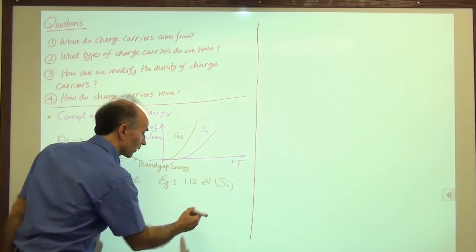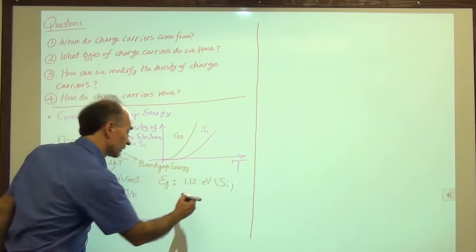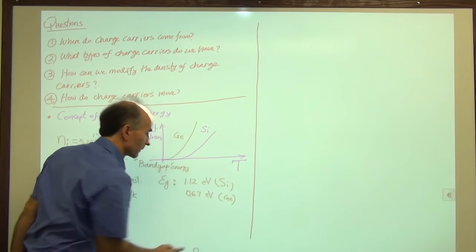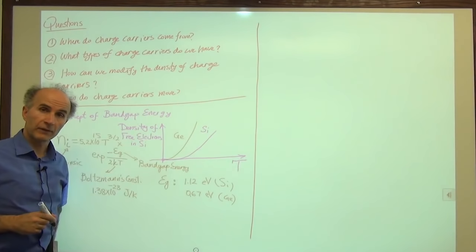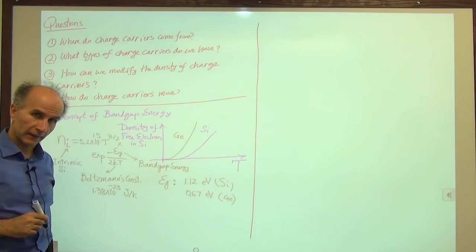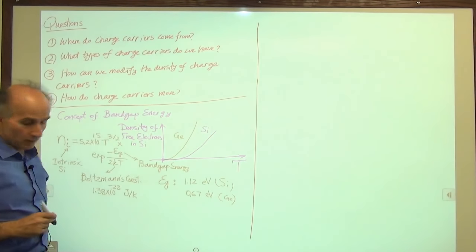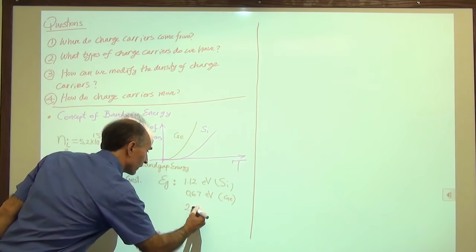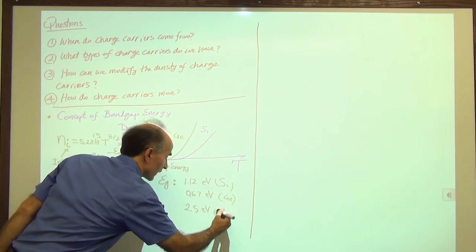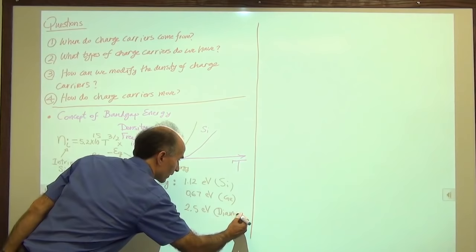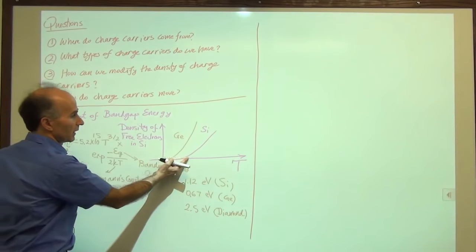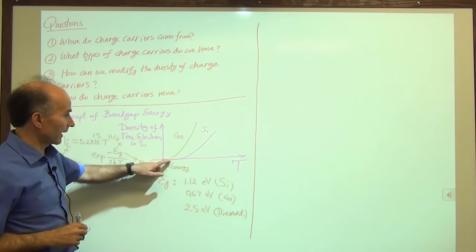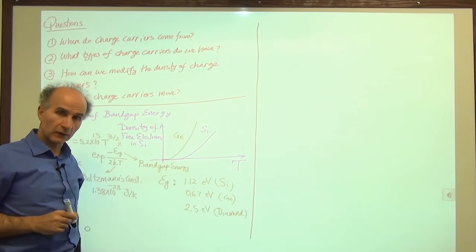And then for germanium, it's lower. For germanium, it is 0.67 electron volts. So that tells us why we have a stronger function here for germanium than for silicon. All right, and then finally, if you're curious, for diamond, it's 2.5 electron volts. And that's why diamond is such a good insulator, because for diamond, this would be way down here because of this exponential relationship. So diamond has very, very low current through it, so it's considered a good insulator.